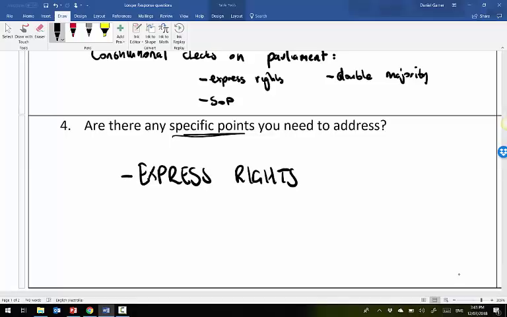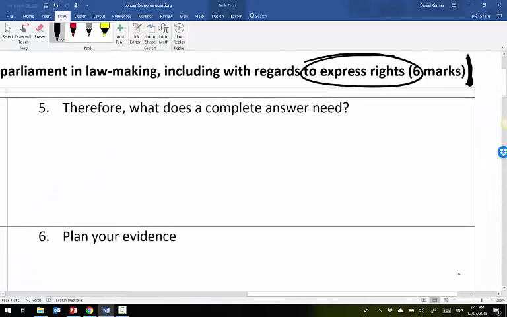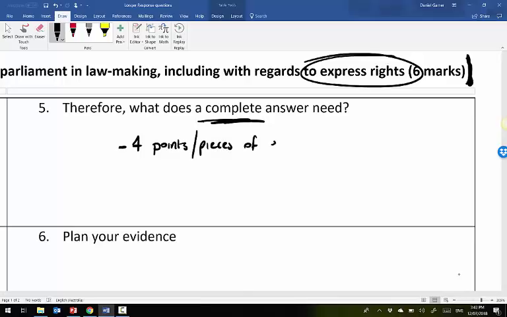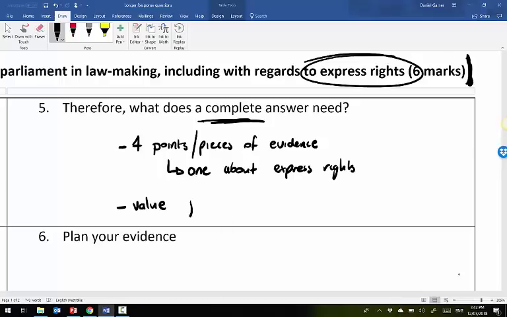So once we've gone through those 4 steps, we can then look at, therefore, what does a complete answer need? Well, we need to make 4 points / pieces of evidence. One of these needs to be about express rights because it's explicitly asked for it. And we need to have an overall value judgment / argument. Pretty simple, okay?